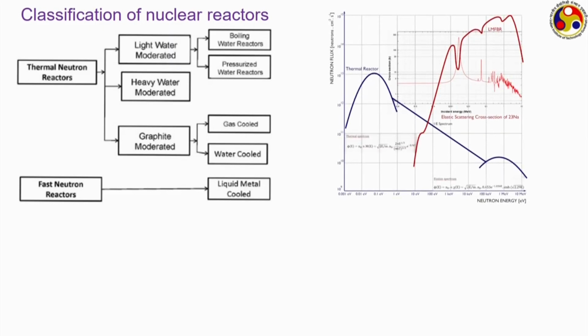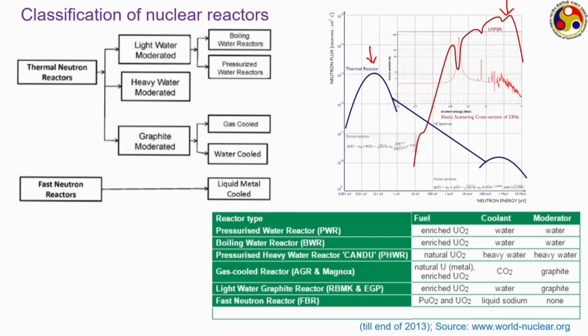This is a typical neutron flux profile, and the thermal neutron reactor generally operates in this zone, where the neutron energy is of the level of 0.025 electron volt, whereas the fast neutron reactors operate mostly in this particular zone, where the neutron energy is very high, of the level of 1 MeV or even higher. These are the most common or conventional nuclear reactors that we can find throughout the world.